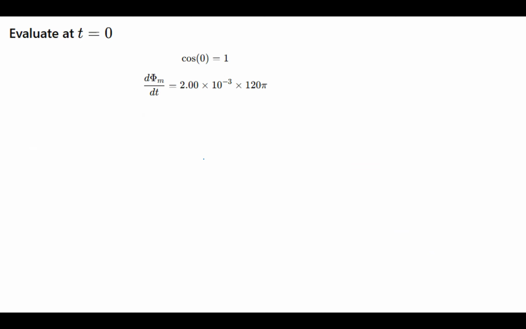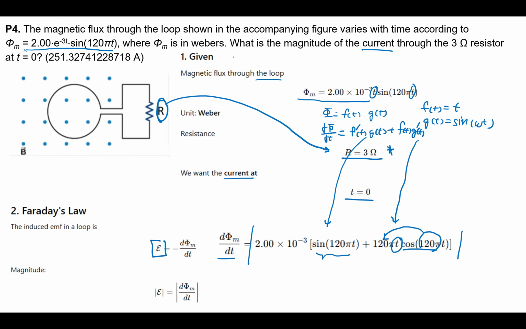And then we need to evaluate that value at t equal to 0. We note that cosine 0 equals 1, and at t equal to 0 this term becomes 0 because of this t. And then the only thing you can get is this term.